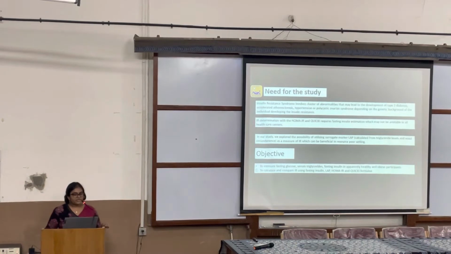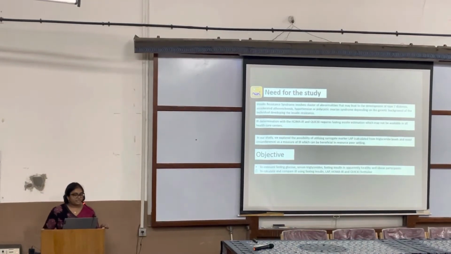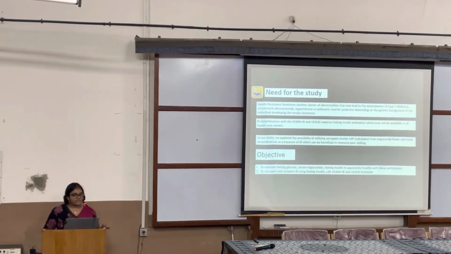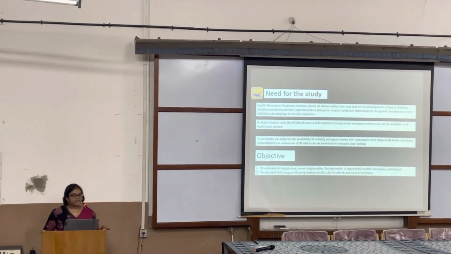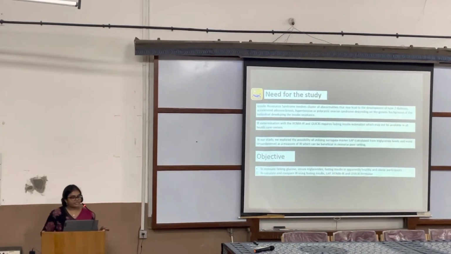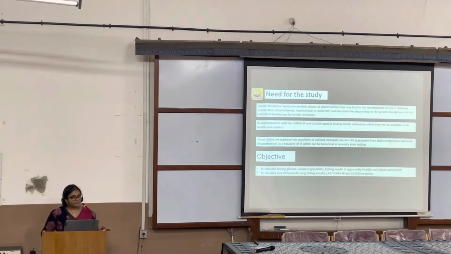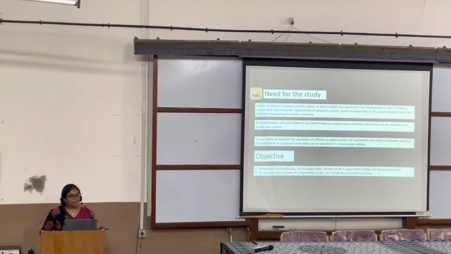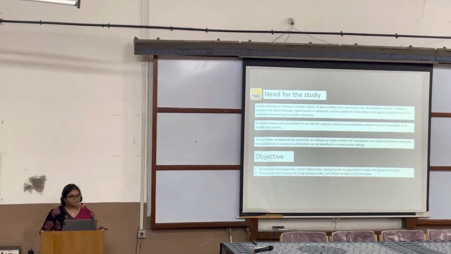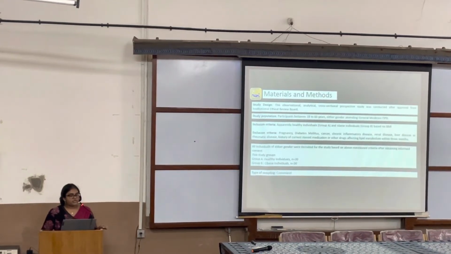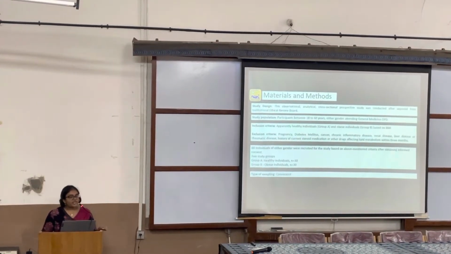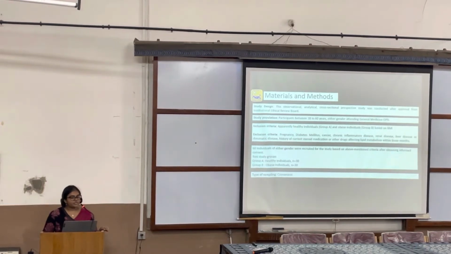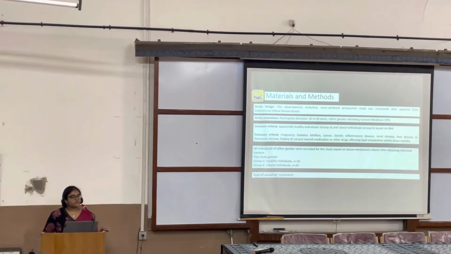The objectives of our study: to estimate the fasting glucose, serum triglycerides, and fasting insulin in apparently healthy and obese participants, and to calculate and compare insulin resistance using fasting insulin, LAP, HOMA-IR, and QUICKI formula. The materials and methods used. The study was an observational, analytical, cross-sectional prospective study conducted after approval from the Institutional Ethics Review Board.